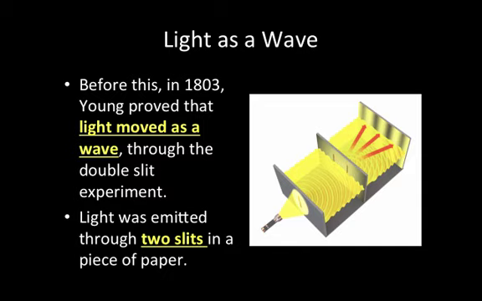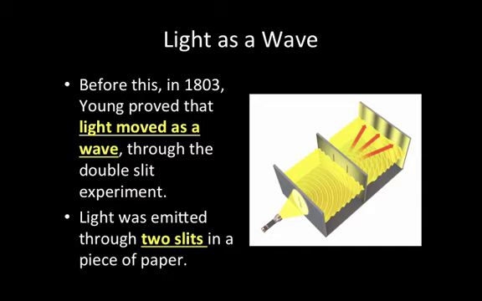Long before this, in 1803, a man named Young proved that light actually moves as a wave through what's called the double slit experiment. He took a light, shined it through one slit. It looks like he took a little box, as you can see in the picture here. Again, we'll look more at this in a little more detail, but he took a light source and shined it through a small slit in what looks like a box. And as you can see here, light emitted from the source. When he used two slits, though, he noticed something very different.